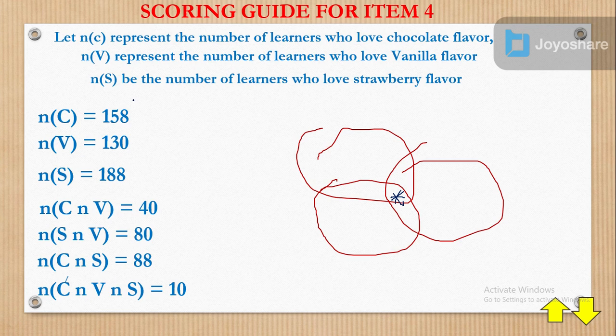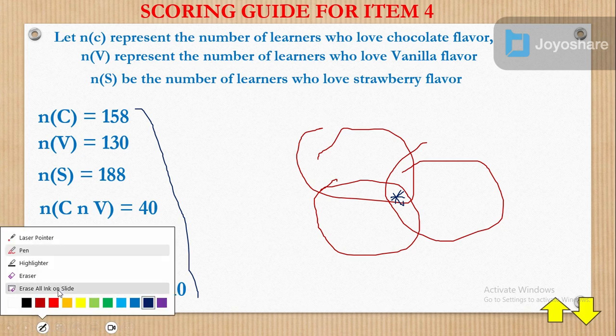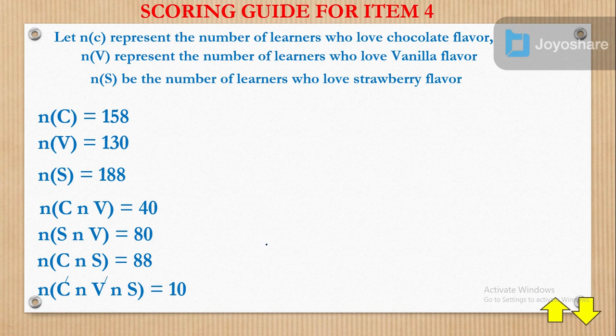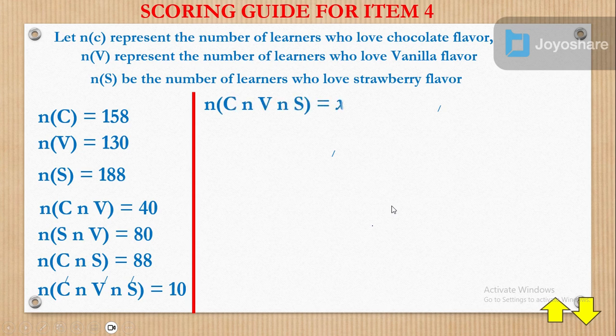Now let's check, do we have it anywhere in this data? We don't have it. So if you don't have it, the first thing you do is let it be any letter of your choice. Let's go ahead and see. We let it be any letter of our choice. So we let the number in C intersection V intersection S, which is all the three, be what? x. As simple as that. That is our summary for the set.